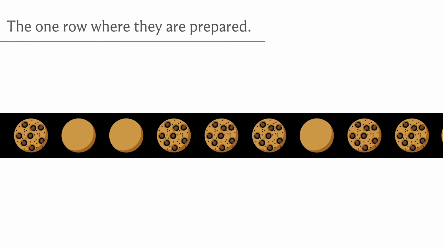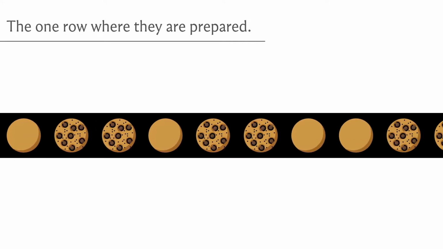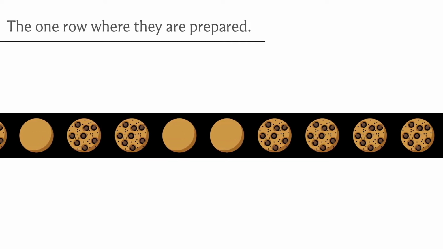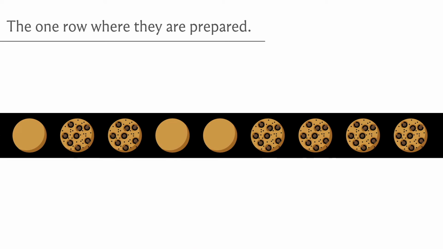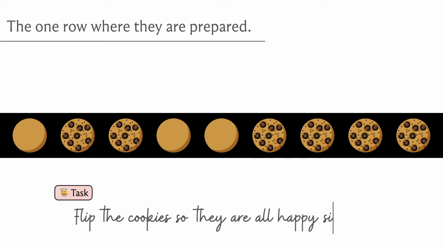Now what's going on is that these cookies are being baked on a single row. It's some sort of a long oven thing, and the cookies are just being processed in some left to right order, and as you can see, some of them are face up and some of them are face down. Now our task is to make sure that all of these cookies are face up, and we need to flip the ones that are face down for this to happen.